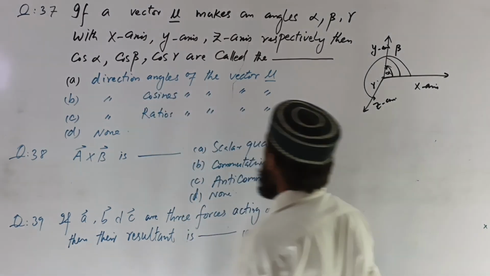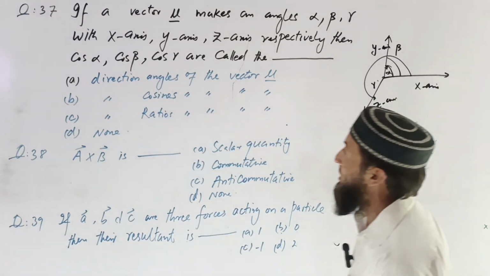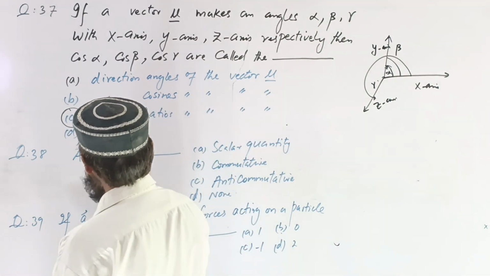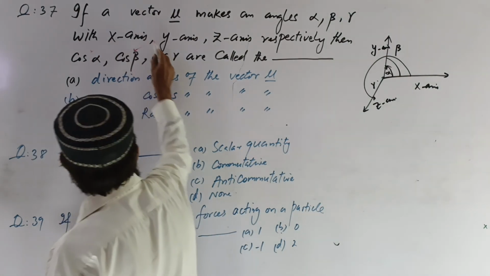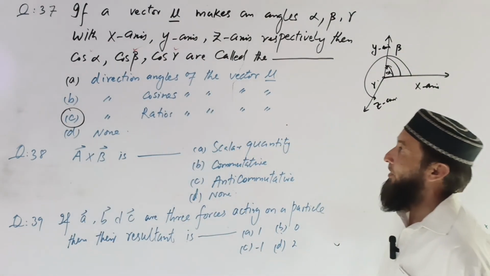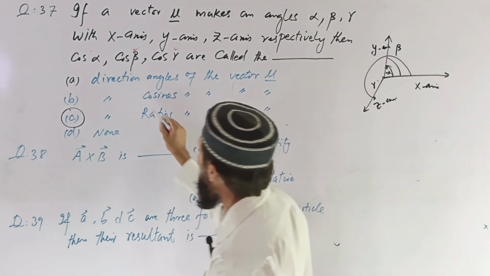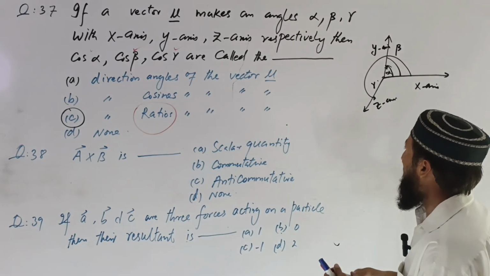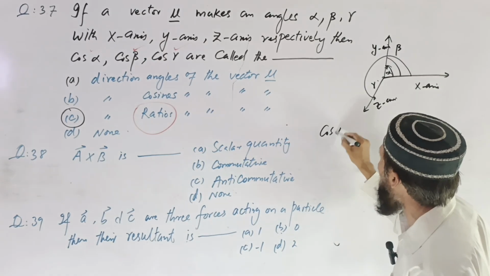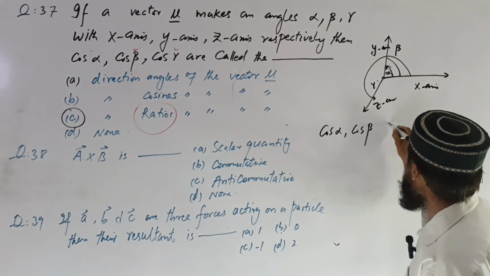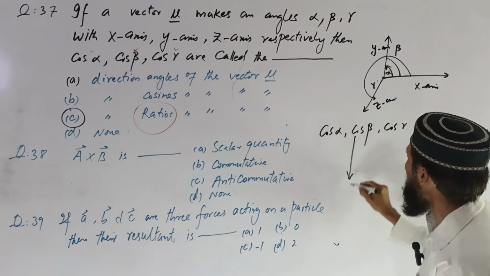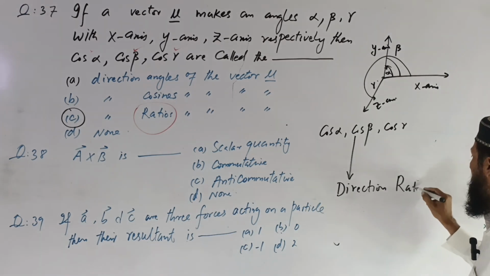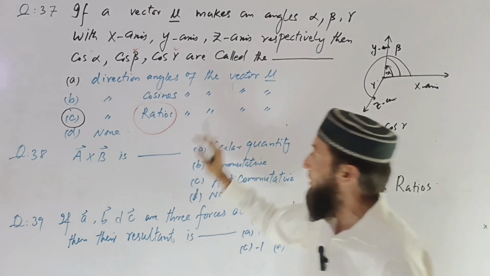So cos alpha, cos beta, and cos gamma are called direction ratios. The question is asking what cos alpha, cos beta, and cos gamma are called. They are called direction ratios. So option C is the correct answer.